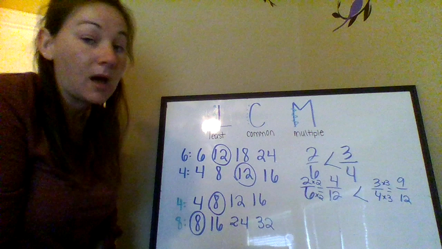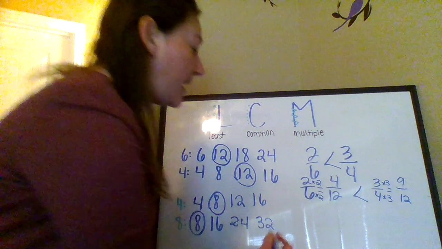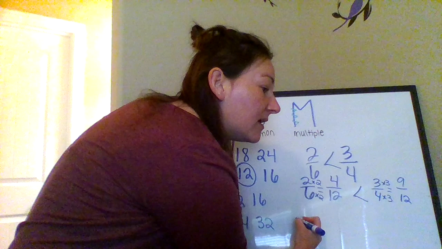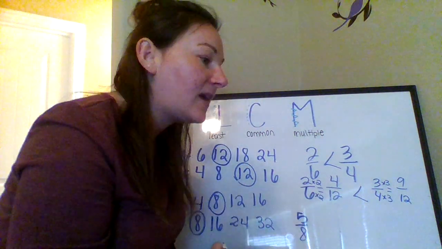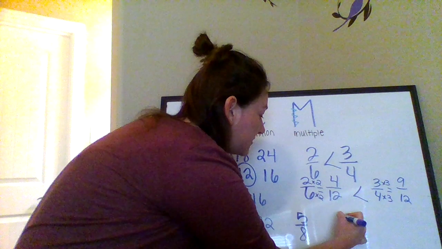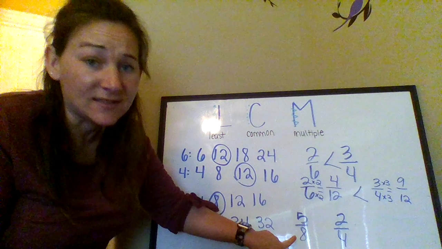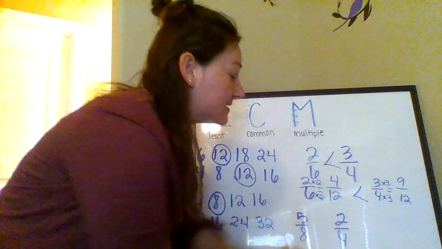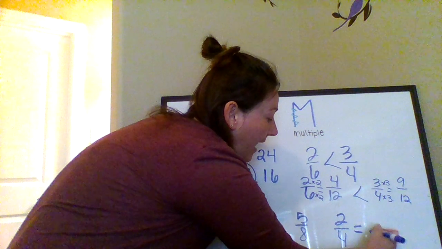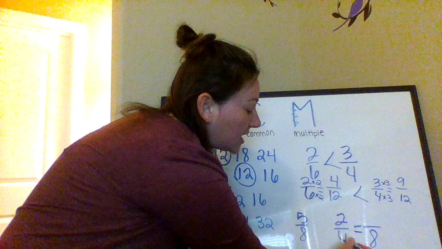Well, if that's my least common multiple, that's also my least common denominator. So let's say we have 5 eighths, and we want to compare 5 eighths to 2 fourths. Well, they have eighths in common. Well, 5 eighths is already eighths, so that one's good. Let's turn 2 fourths into eighths. So 2 fourths is equal to how many eighths? Well, 4 times what is 8? 4 times 2 is 8.